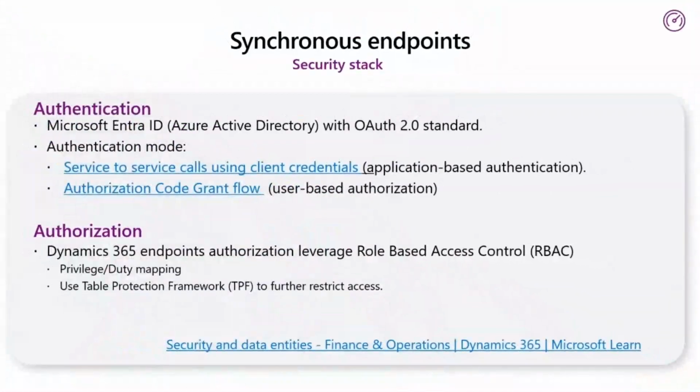Speaking of security, let's take a quick look at the security stack. From an authentication perspective, the source of truth is always Microsoft Entra ID, formerly known as Azure Active Directory. Both service-to-service with client credentials and authorization code with user credentials are suitable for integration. The authorization instead relies on the role-based access control system of the application. Dedicated privileges and duties must be created for the entities and the custom endpoints. The table protection framework, which increases the security granularity to table and field level, can be leveraged in this context as well.